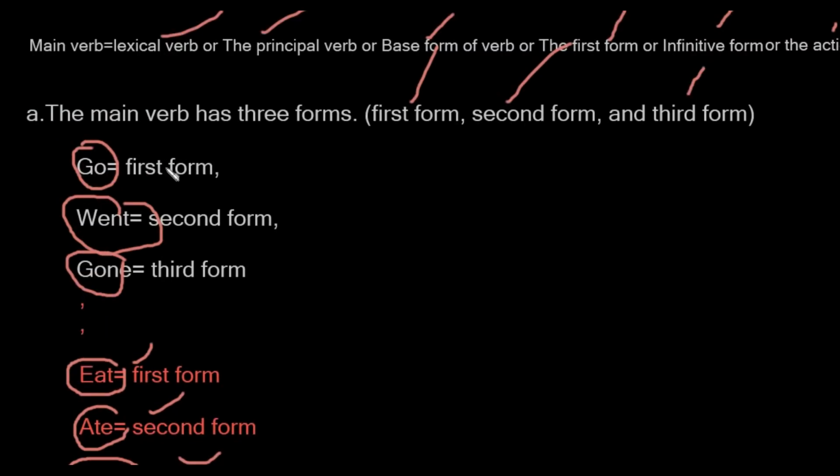They have three forms: the first, second, and third form. The first is called the present form, the second is called the past form, and the third is called the past participle.